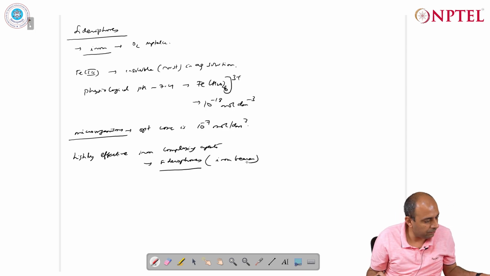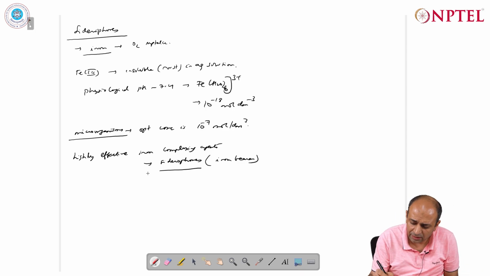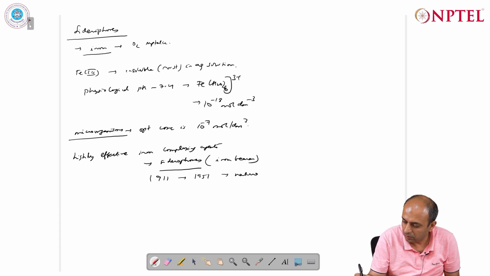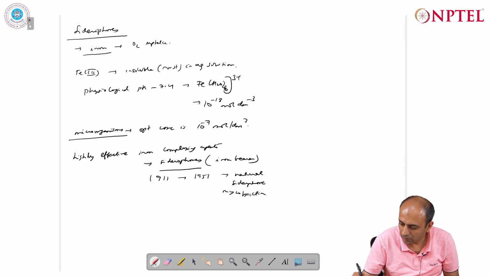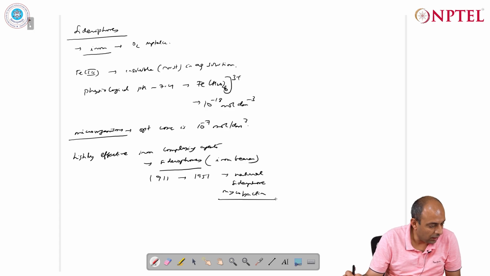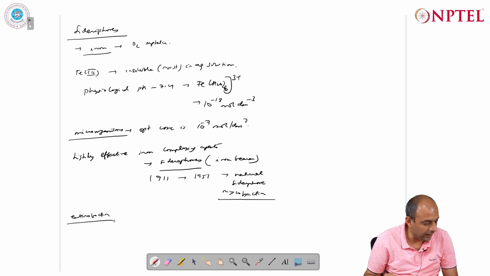So, the siderophores were discovered as early as 1911, but it was only in 1951 that the first natural siderophore was discovered, and which was called mycobactin. Mycobactin was the first natural siderophore which was discovered, and after that there was another siderophore which is called enterobactin, which has been discovered as well.